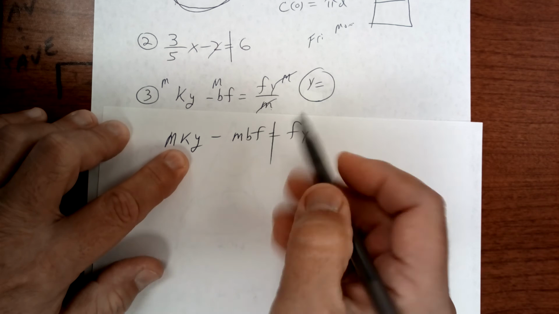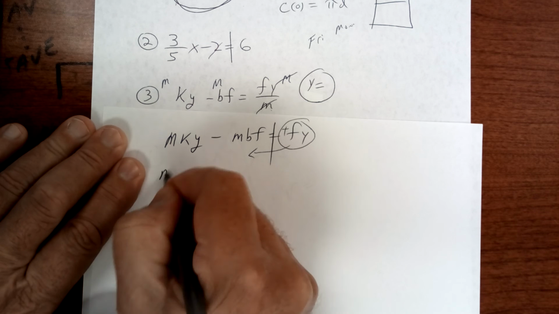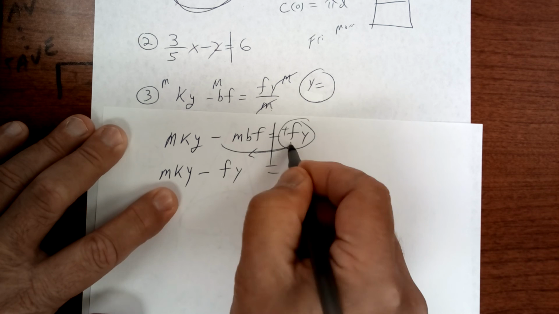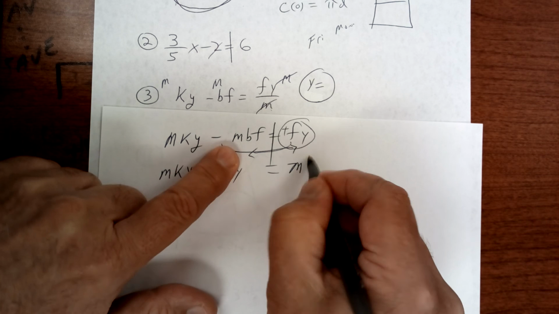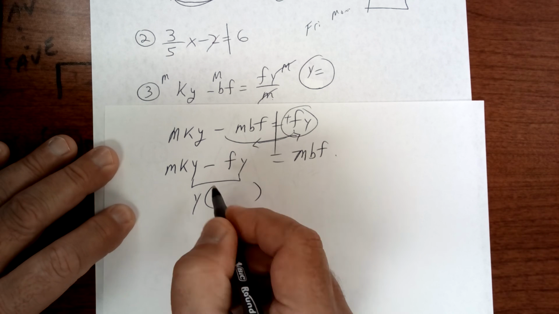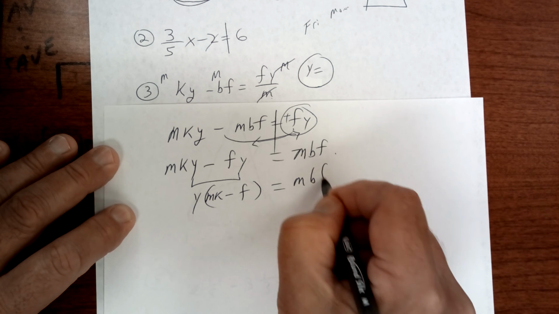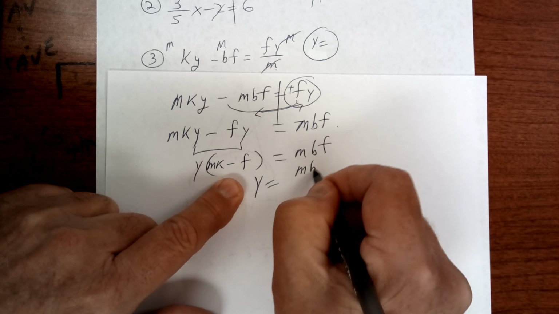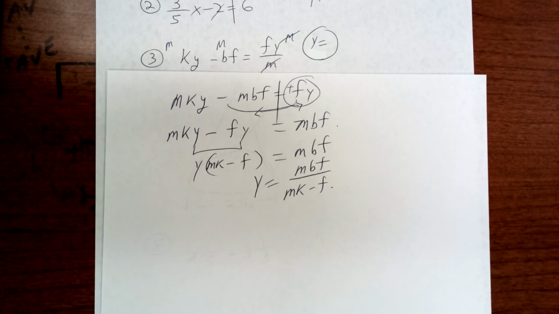Now, you want to get your y's together because you're trying to get y by itself. So in this case, I want to move this, which is a plus, over here. So it's going to become mky minus fy, and then I'm going to move this over here, which is a negative, so it becomes a positive mbf. And then finally I'm going to factor out a y, and I'm left with mk minus f is equal to mbf. And then finally I divide by this and I'm done. So y is equal to mbf, all divided by mk minus f. Make sure you know that. You have 2 or 3 of these on your test.